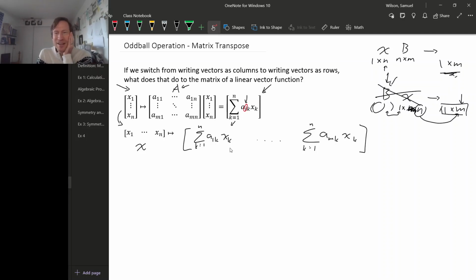So that shows us why it's sort of awkward to have these indices this way: it's because we're using the indices backwards.